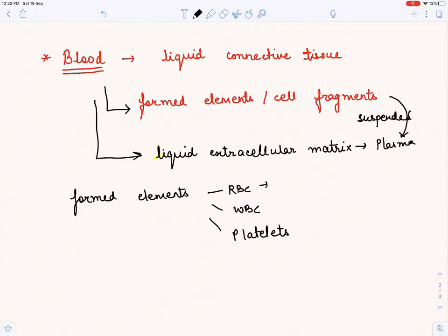So RBCs are more than 99% of the formed elements, and the formed elements are 45%, and the plasma is around 55% in the blood. Very easy to understand. It is liquid connective tissue. It is formed of formed elements and a liquid extracellular matrix.